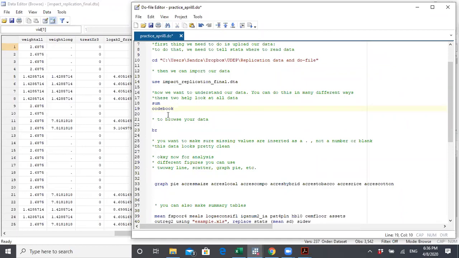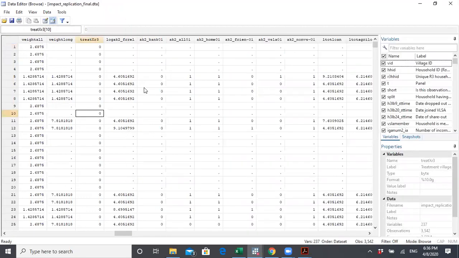Oh my god. Okay, so you can also browse your data just by typing br or browse. That will bring you to this page that I'm on now.